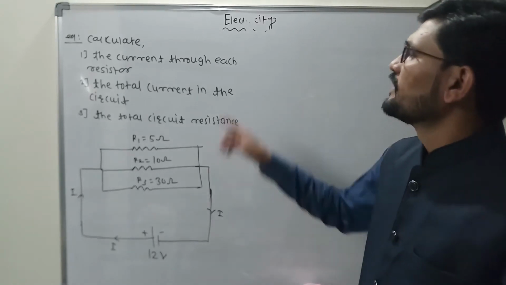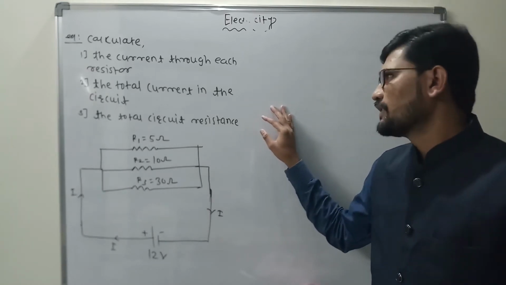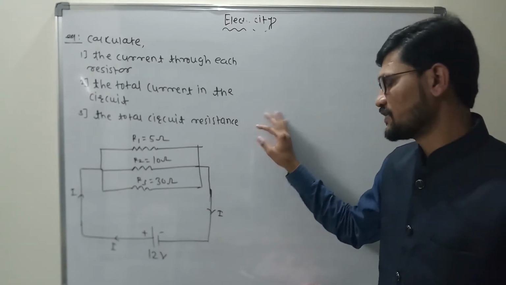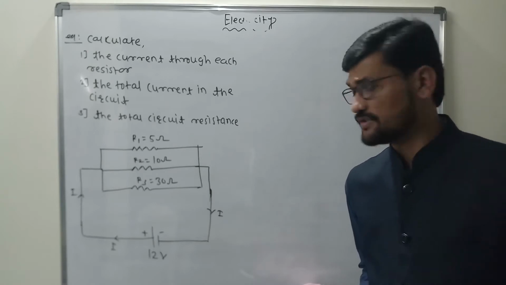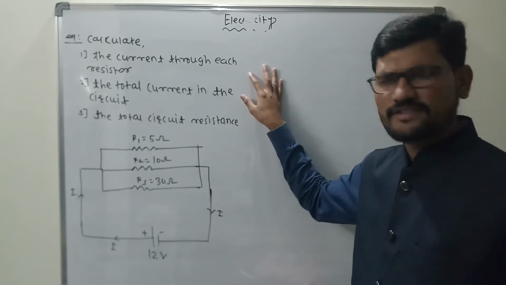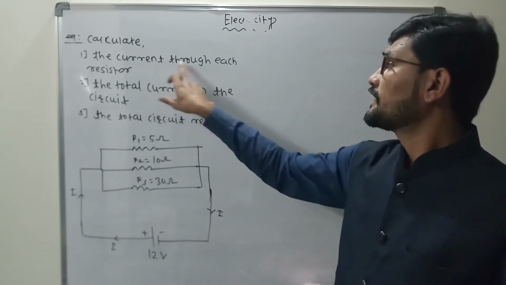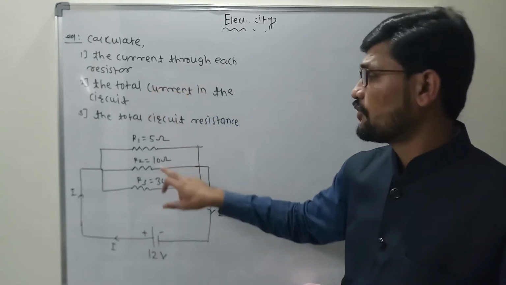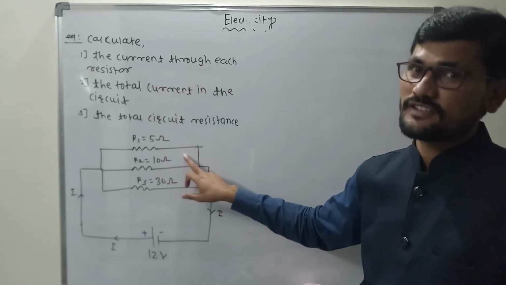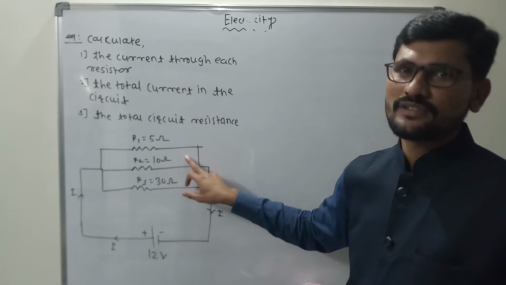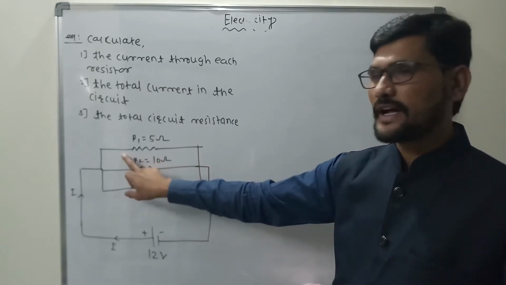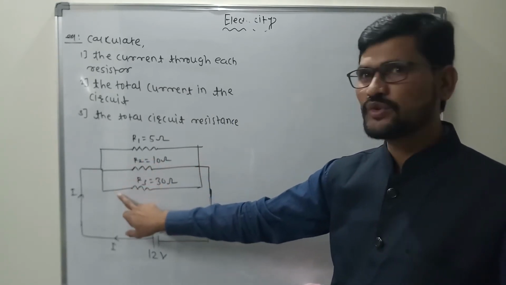Hello students, let us see the example related to the combination of resistances. As you can see, the example is in front of you, written on the board. The question says, calculate the current through each resistor, which means we want to calculate the current through each resistance. Now how do we calculate it? We know very well, the current through R1 is I1, through R2 is I2 and through R3 is I3.